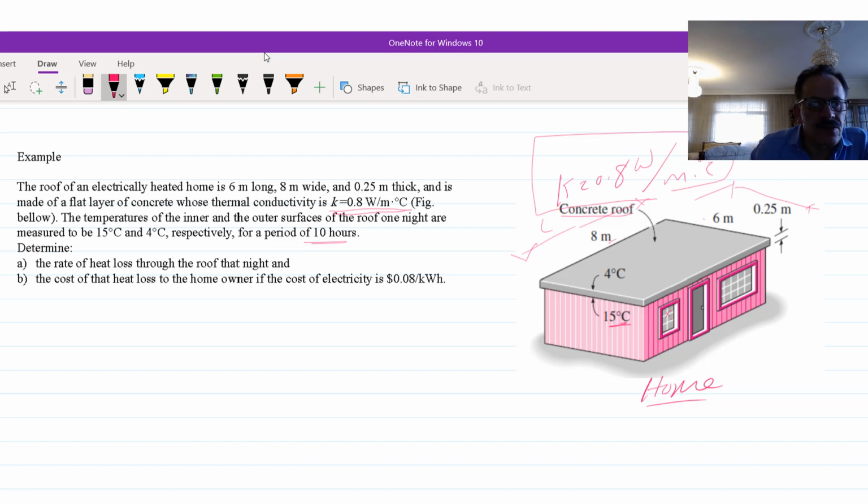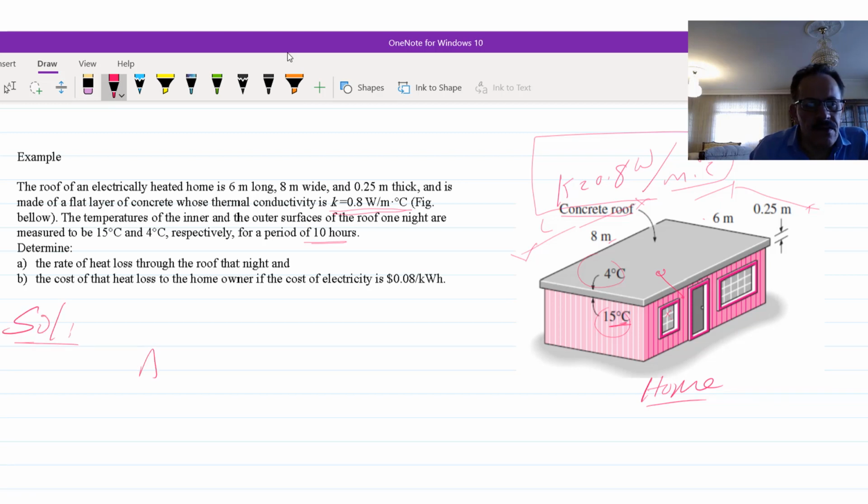Now determine the total heat loss. Inside the house the temperature is 15 and outside is 4. So what will happen? There will be a transfer from inside to outside. That's one thing. The other thing is how much it will be, how much is the heat transfer? We know that the solution will look like this.